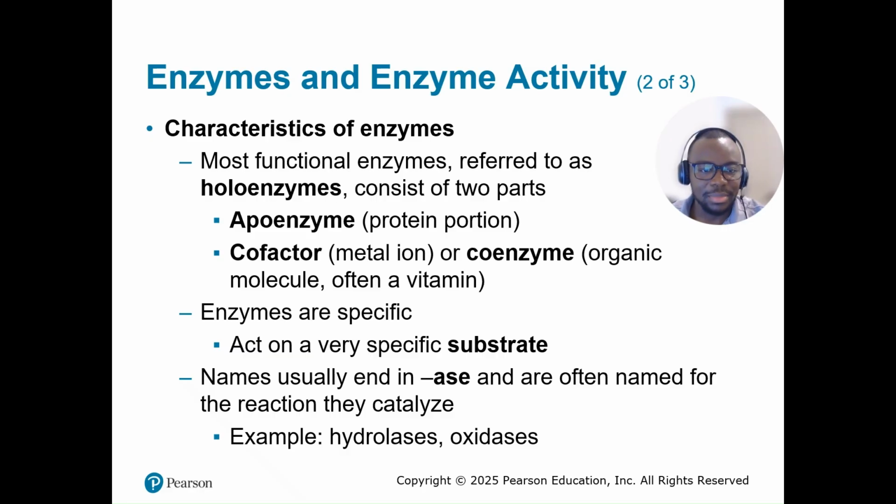Characteristics of enzymes. Most functional enzymes are referred to as holoenzymes, consisting of two parts, an apoenzyme, or the protein portion of the enzyme, and either a cofactor or a coenzyme. Cofactors are usually metal ions. Coenzymes are often organic molecules, usually vitamins.